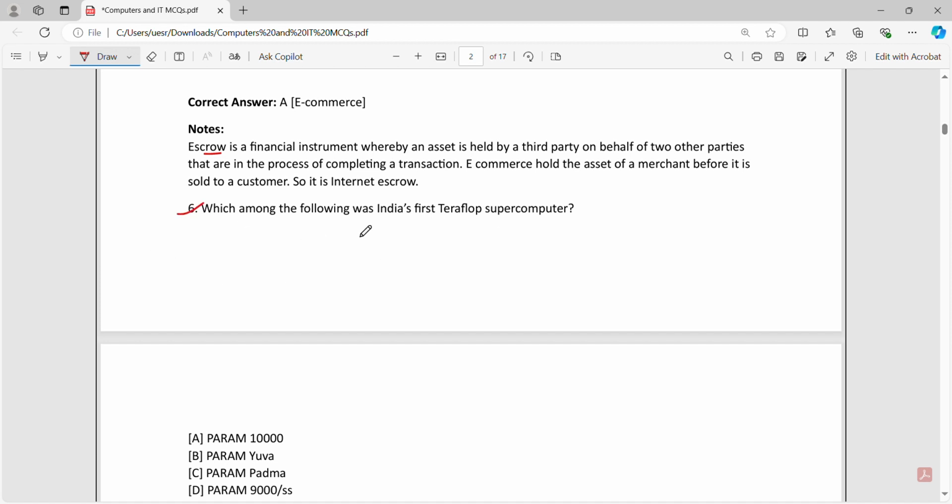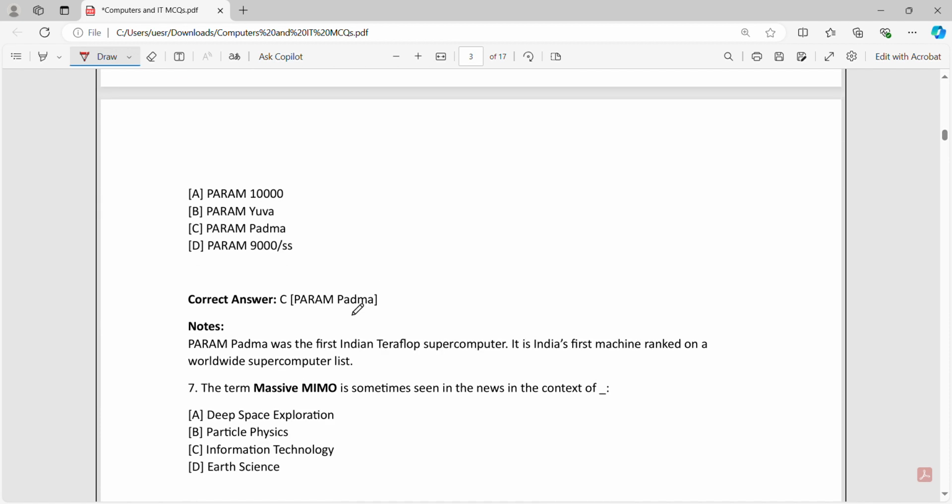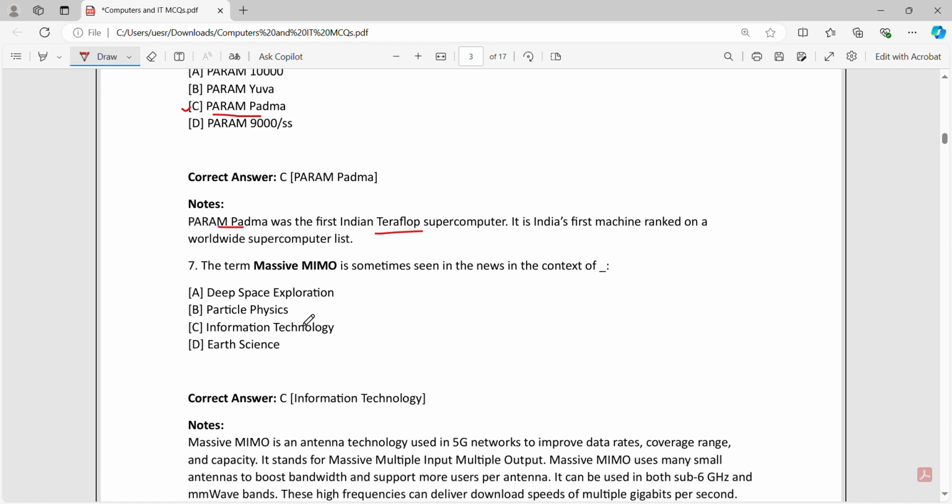Sixth, which among the following was India's first teraflop supercomputer? So the correct answer is C, Param Padma. Param Padma was the first Indian teraflop supercomputer. It is the first Indian machine ranked on a worldwide supercomputer list.